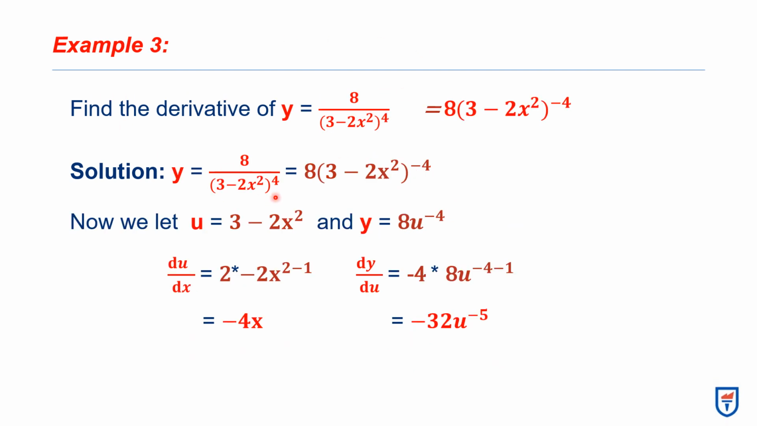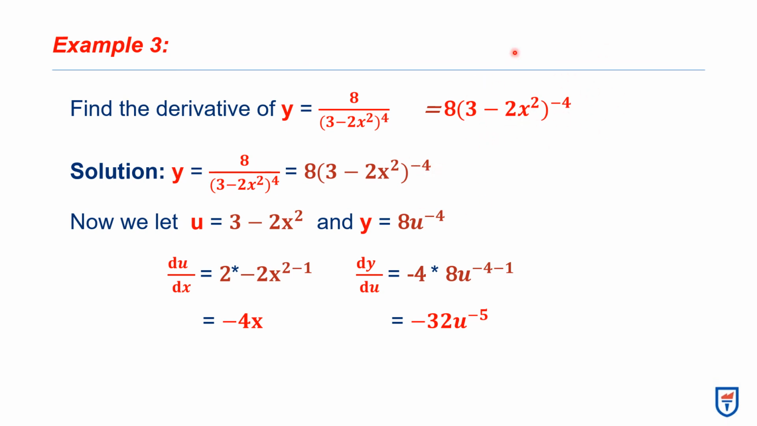Let's now look at our third example of solving a differential problem using chain rule. So here we have the question: find the derivative of y is equal to 8 divided by 3 minus 2x squared to the power 4. So the first thing that we have to do, we have to take our denominator up to the numerator. So we have got our denominator 3 minus 2x squared to the power 4, which has the power 4 of positive. So when we take this expression up, it's going to change the sign of the power to a negative 4. So we end up having 8 times 3 minus 2x squared to the power minus 4.